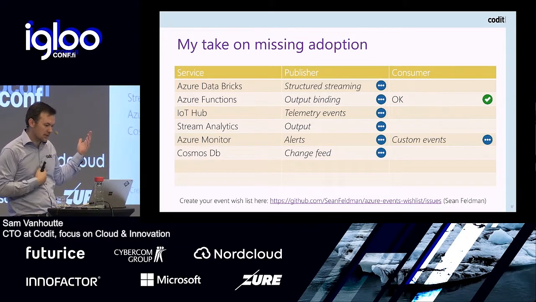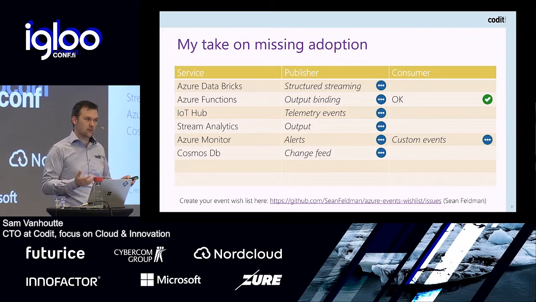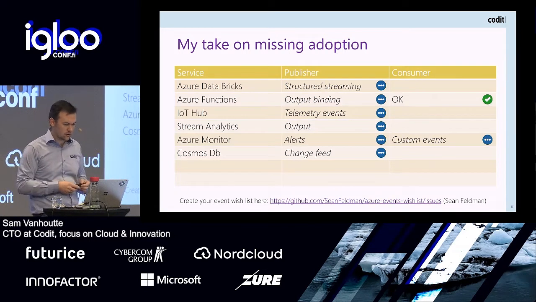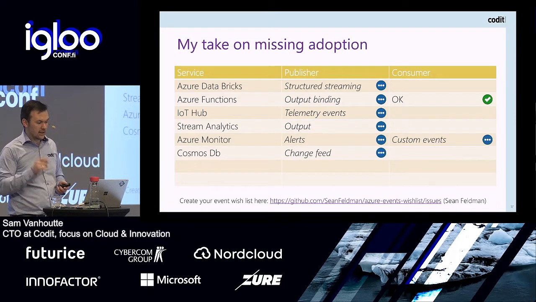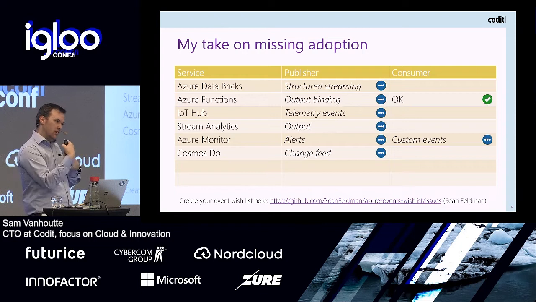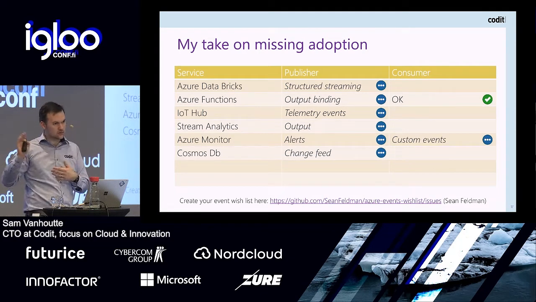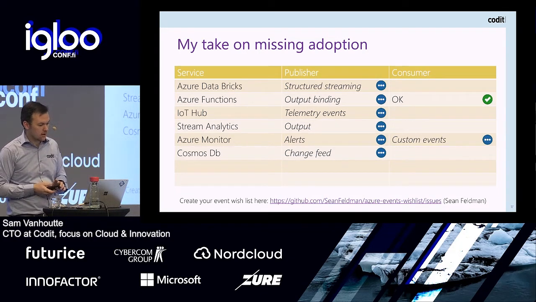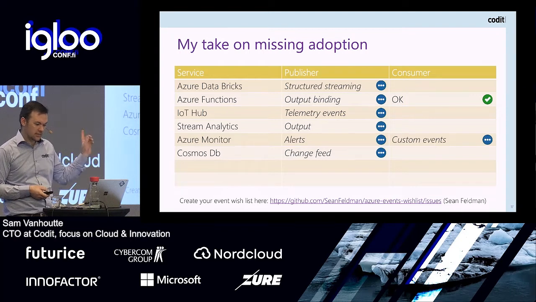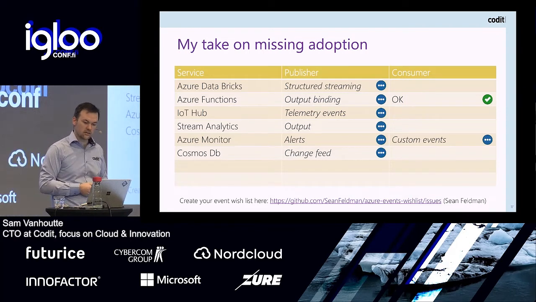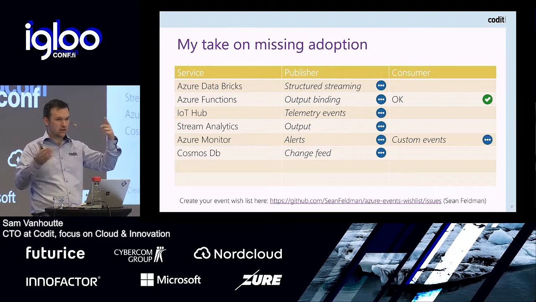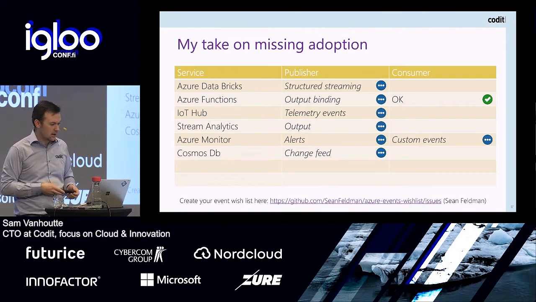So what I'm missing in the types of scenarios, because I mostly work with IoT and data projects, is in Azure Databricks, in the structured streaming, but I'll talk about that later. Azure Functions can listen on events, but cannot spit out events in the bindings. IoT Hub is now being covered, so that's an old one. So IoT telemetry events, if you have that coming in, you can handle them.